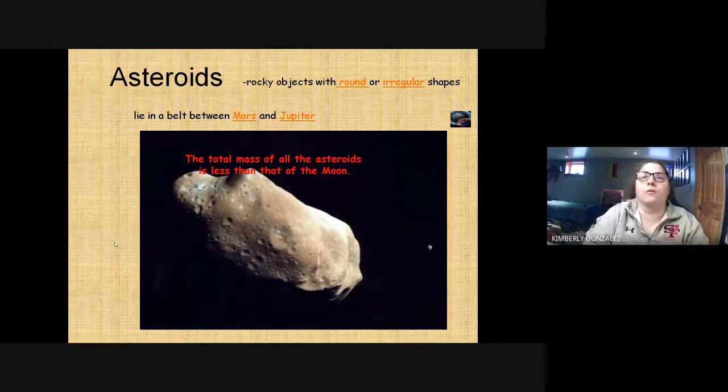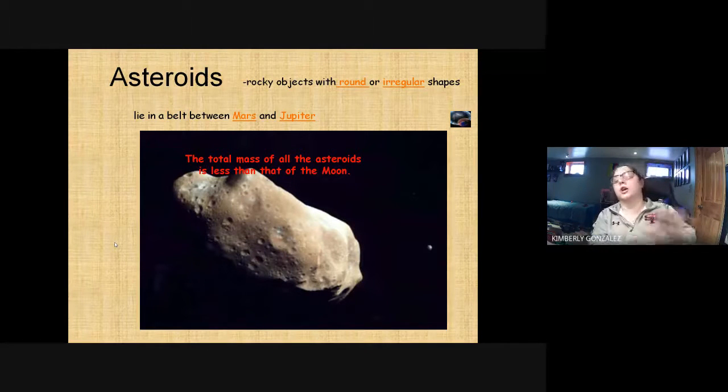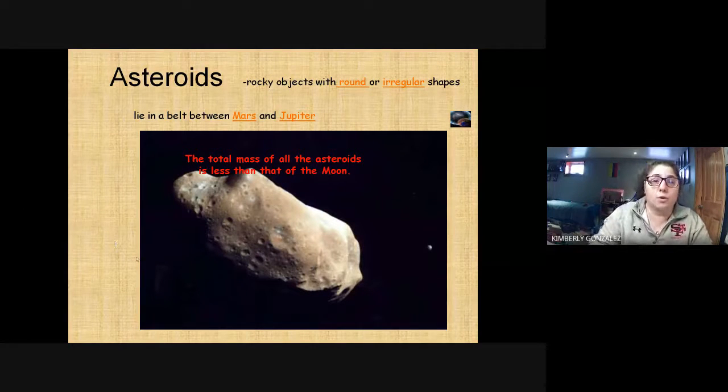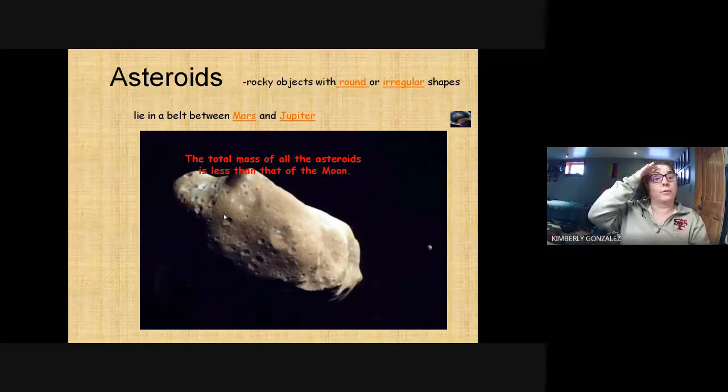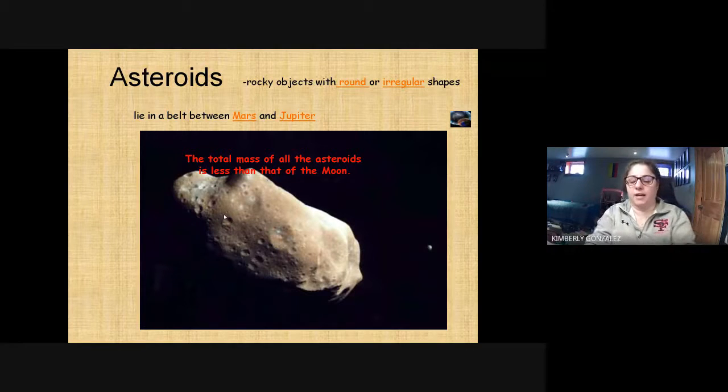Now, in this picture, you can see an asteroid. This asteroid is not round in any way, shape, or form. Asteroids themselves are rocky objects that have round or irregular shapes. A lot of those irregular shapes are because they've been around for so long and they've been knocked into, and chunks have been taken off and created other parts of the asteroid belt. You notice that there are also craters on here. Those craters are there because it has no atmosphere, because they're not a planet. Planets mostly have atmospheres, but asteroids have nothing to protect them from other pieces of dust or asteroids or space stuff that's flying around that can potentially hit into them.